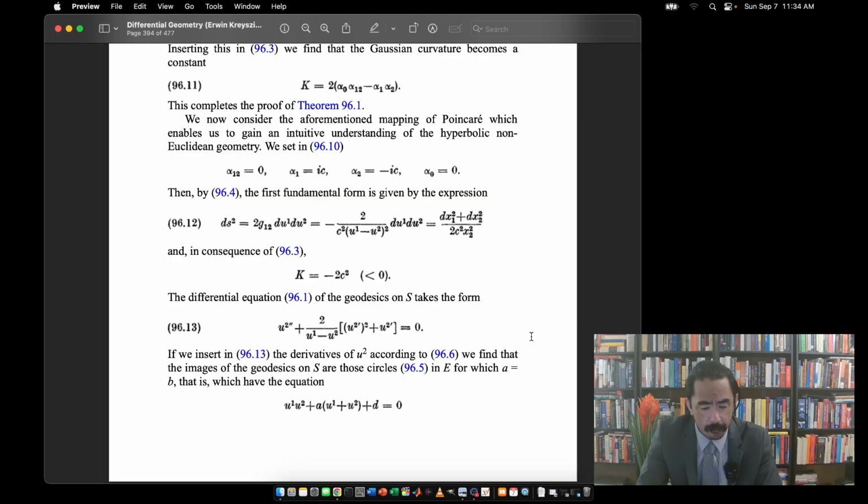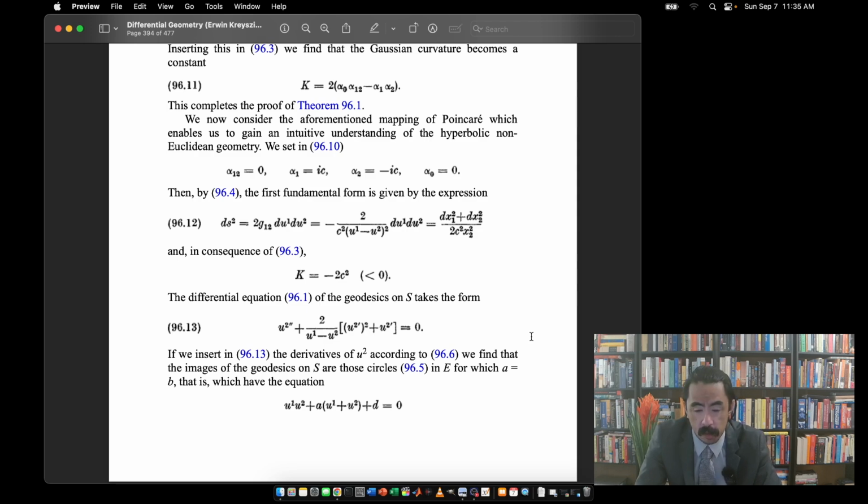We now consider the aforementioned mapping of Poincaré, which enables us to gain an intuitive understanding of the hyperbolic non-Euclidean geometry. We set in the above expression 96.10 alpha sub 1,2 equal to 0, alpha sub 1 equal to i times lowercase c, alpha sub 2 equal to negative i times lowercase c, and alpha sub 0 equal to 0. Then by expression 96.4, the first fundamental form is given by ds squared equals 2 times g sub 1,2 times du1 du2, which equals the negative of the fraction 2 over lowercase c squared times the quantity u1 minus u2, squared, times du1 du2.